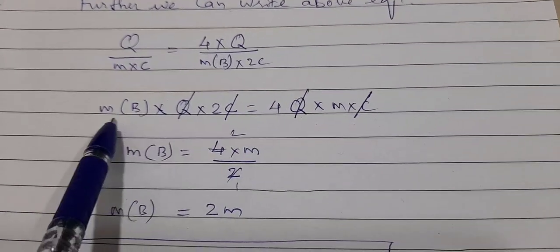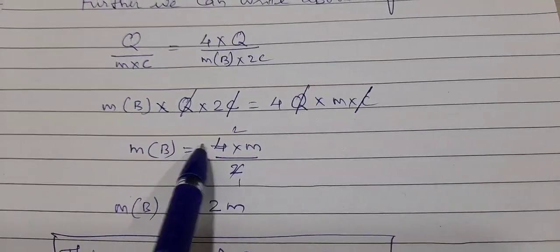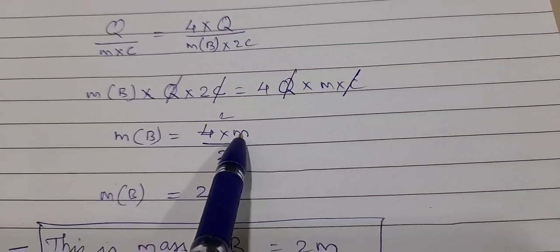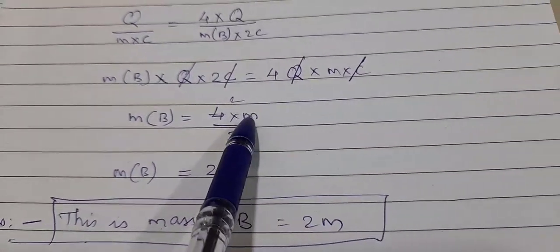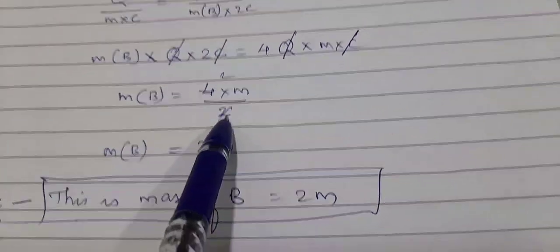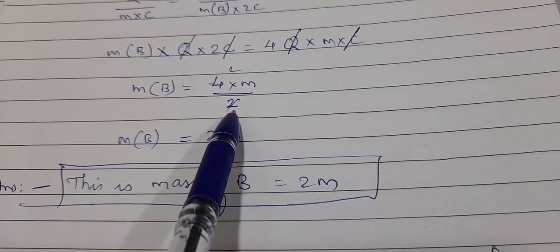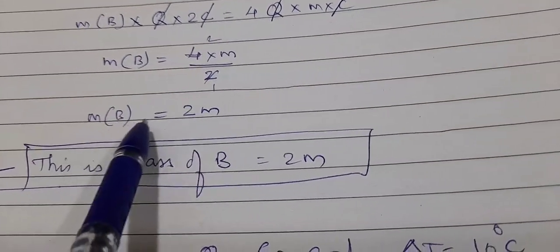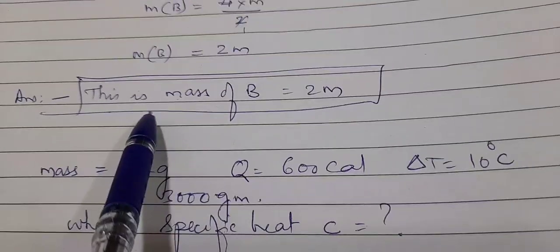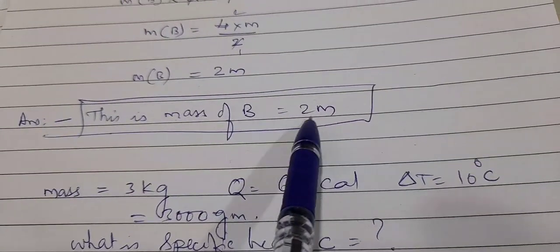So what is remaining now? Mass of B is equal to 4 into m, 2 will come in denominator. Further we divide by 2: 2 ones are 2, 2 twos are 4. So mass of B is equal to 2m. So this is mass of B is 2m.